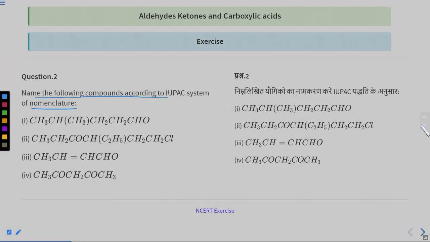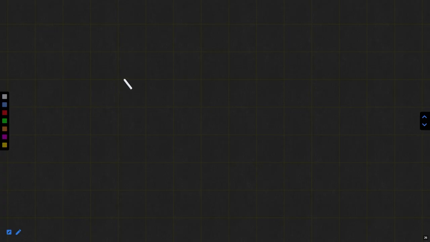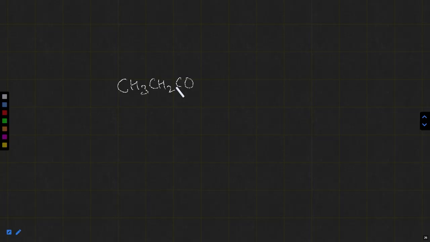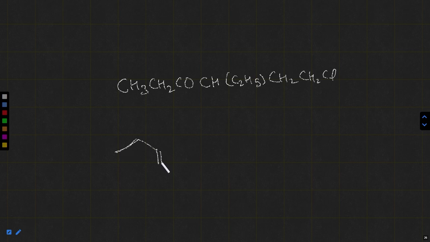Okay. Next we have, if we just draw this, CH3, CH2, CO, then CH, C2H5, CH2, CH2Cl. Let's just expand this. So one CH3, then CH2, then CO, then again one CH. This is bonded with an ethyl group. Then we have CH2, then CH2, and then Cl. So this is the bond line structure. So how will I name it?